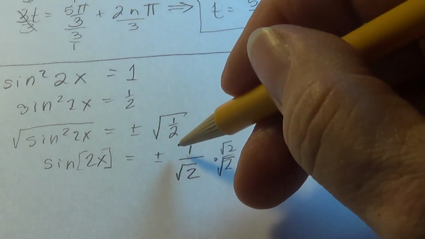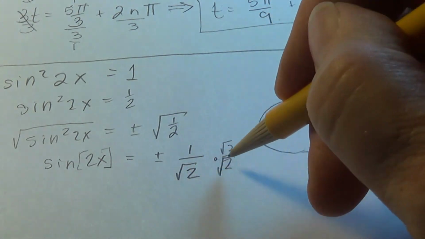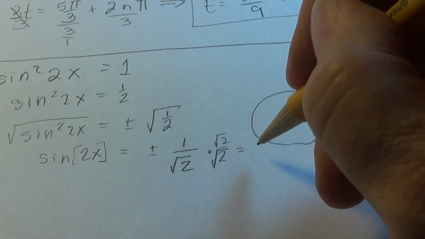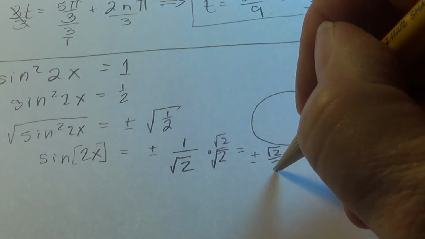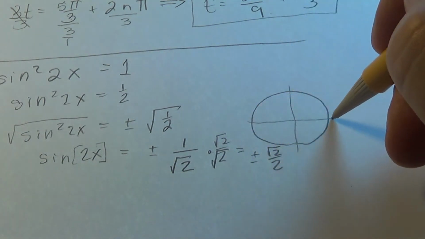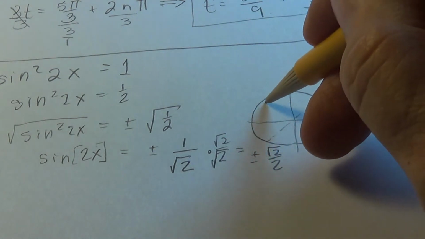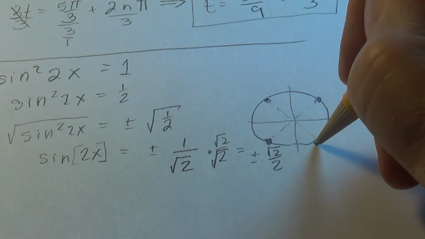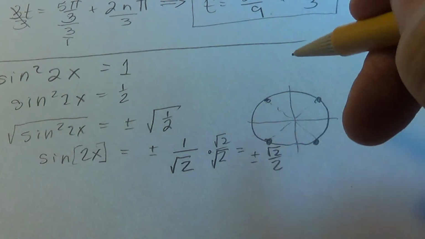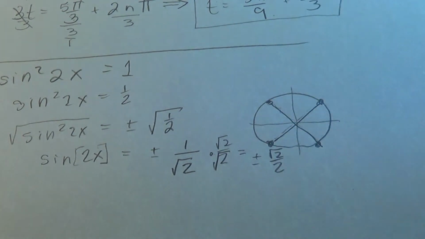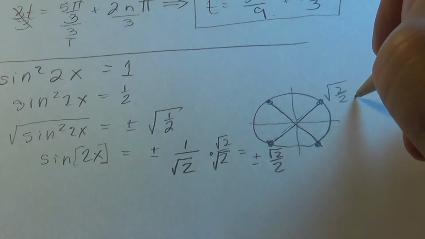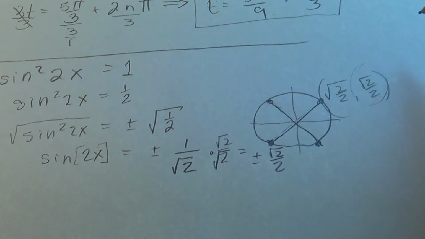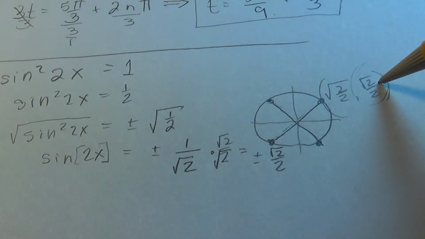Sometimes it's easier to keep it de-rationalized, but we're going to rationalize that. And when we multiply by square root of 2 over square root of 2, we get plus or minus square root of 2 over 2. And that looks more familiar. When we go over to the unit circle land, we'll see that that happens here, here, here, and here. So at those spots, I'll darken those. And because this is square root of 2 over 2 and square root of 2 over 2, the second coordinate being the sine, it does match what we want.